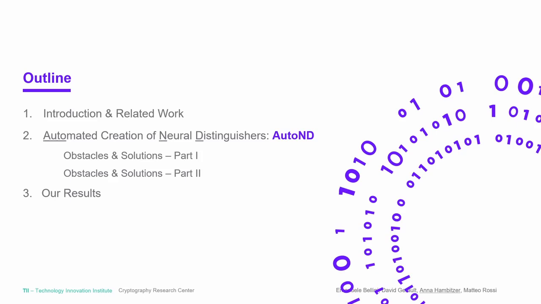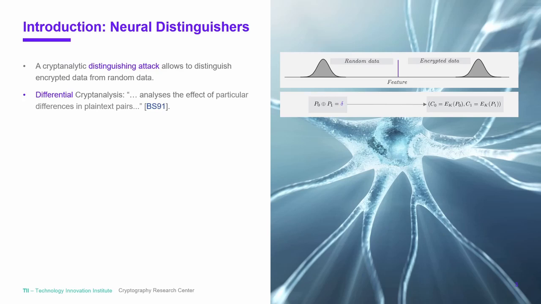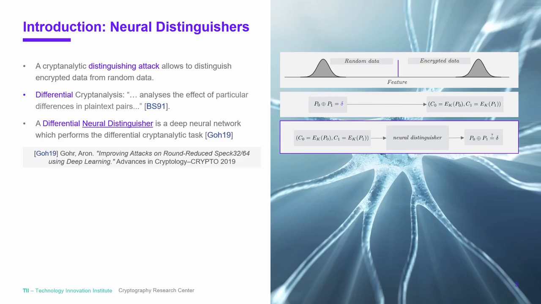Let me give a quick introduction to neural distinguishers. In general, a cryptanalytic distinguishing attack allows us to distinguish encrypted data from random data. For this, our distinguisher can detect some feature in the input data that allows it to differ between these distributions. In the context of differential cryptanalysis, it has to distinguish between ciphertexts that originate from a fixed plaintext difference or random. Then a differential neural distinguisher, or in this talk simply a neural distinguisher, is a deep neural network that performs this cryptanalytic distinguishing task.